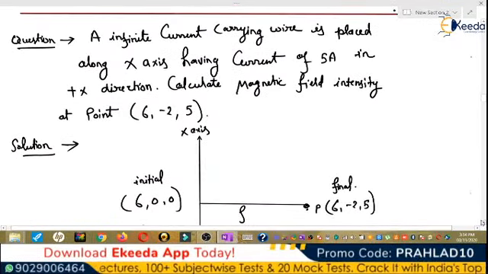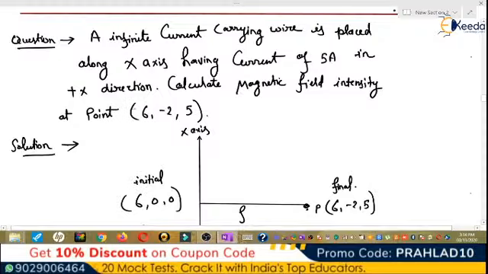And the next question is: an infinite current carrying wire is placed along the x axis having a current of 5 ampere in the positive x direction. Calculate the magnetic field intensity at point (6, minus 2, 5).